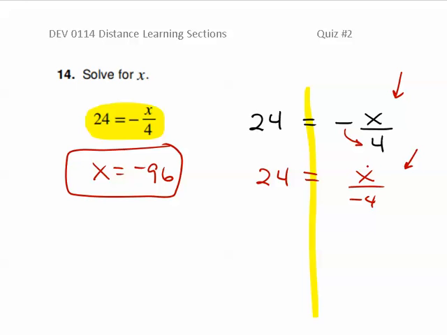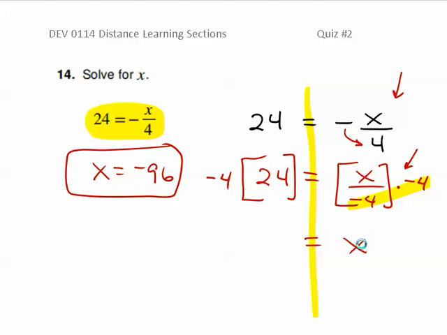So what's the opposite of dividing by negative 4? Well, that would be multiplication by negative 4. So I would multiply both the left and the right-hand side by negative 4. That's a multiplication there. So on the right-hand side, the negative 4 and the other negative 4 will cancel each other out, leaving you with 1, or just x. 1 times x, or x times 1 is still x. And negative 4 times 24 is negative 96.